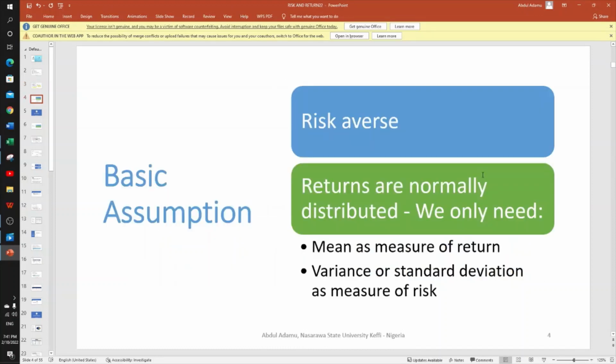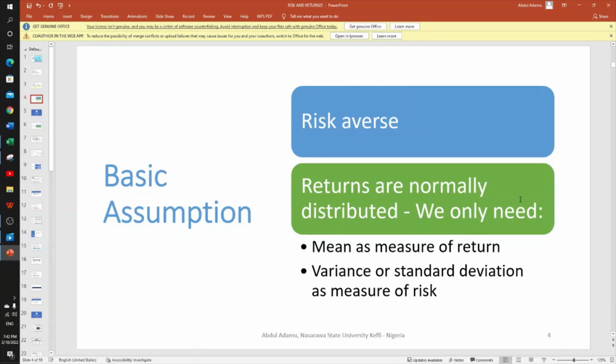Now, in investment, or dealing with risk and return, there are basic assumptions that we have to keep in mind. One is that most investors are risk averse, where they don't like risk. You understand? Then the second thing we should keep in mind is that returns are normally distributed.